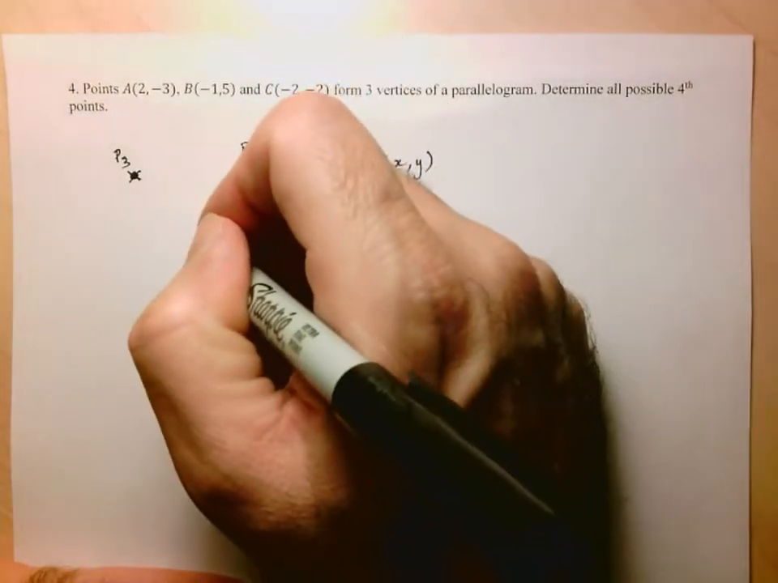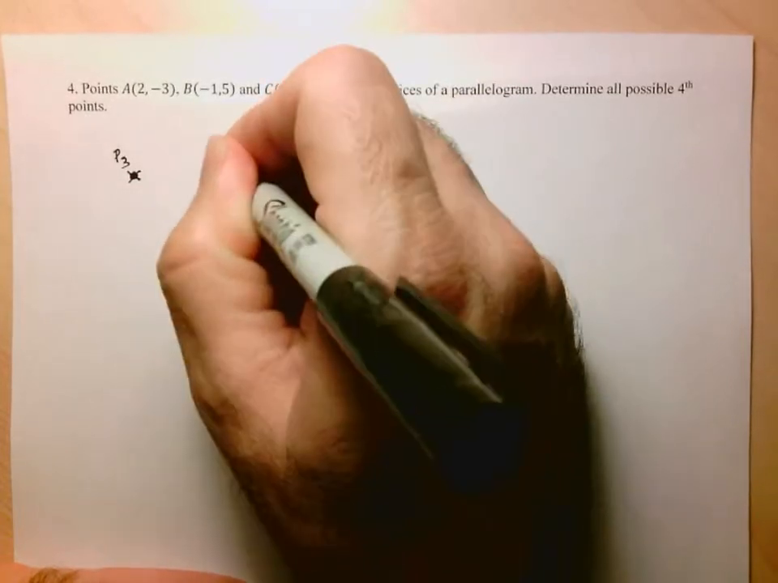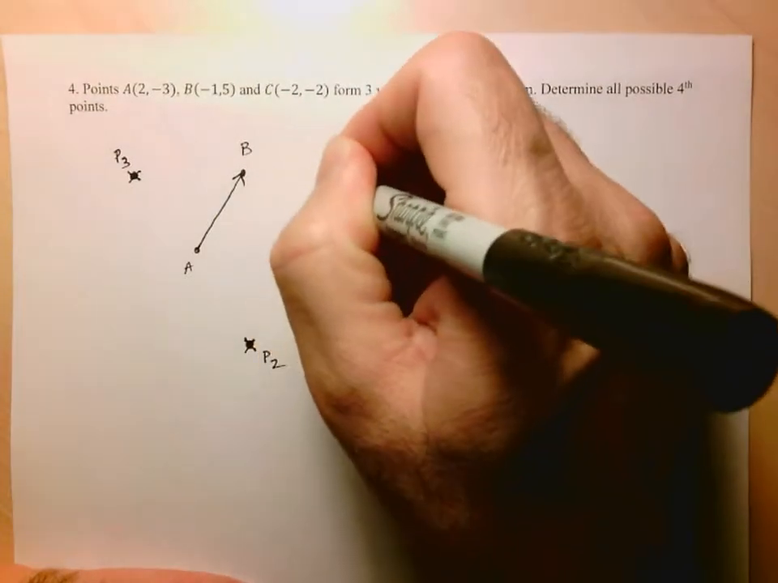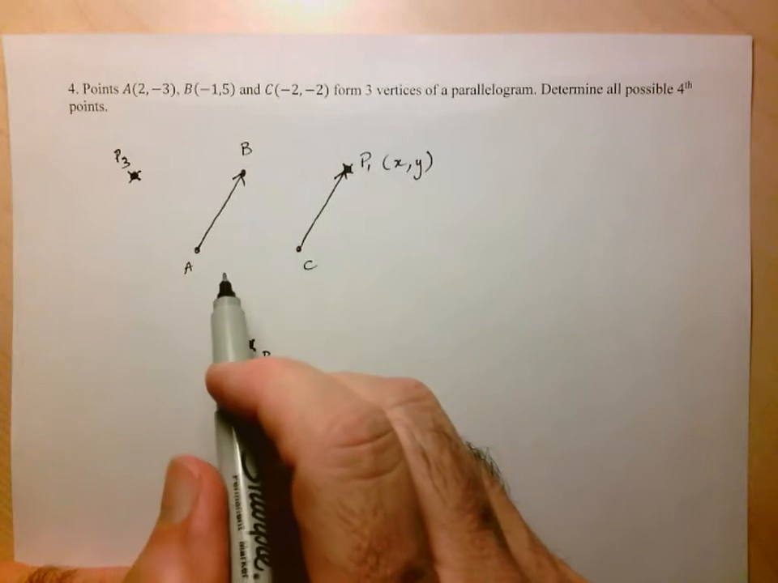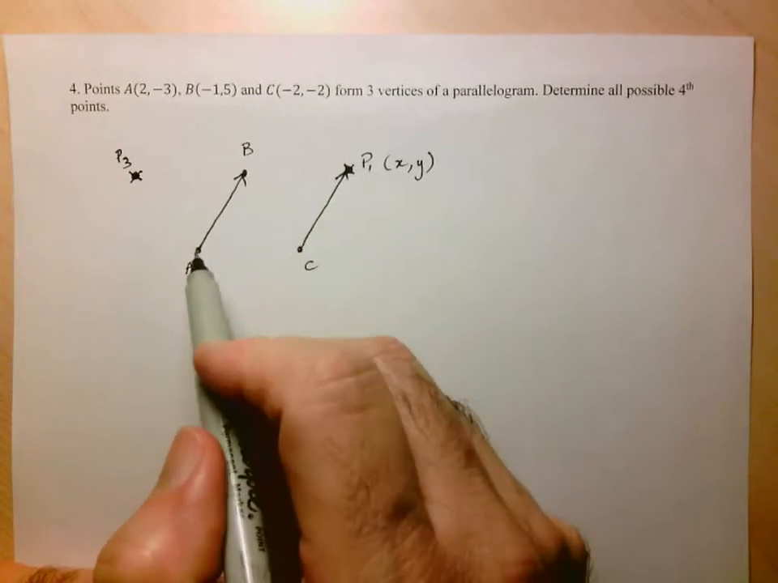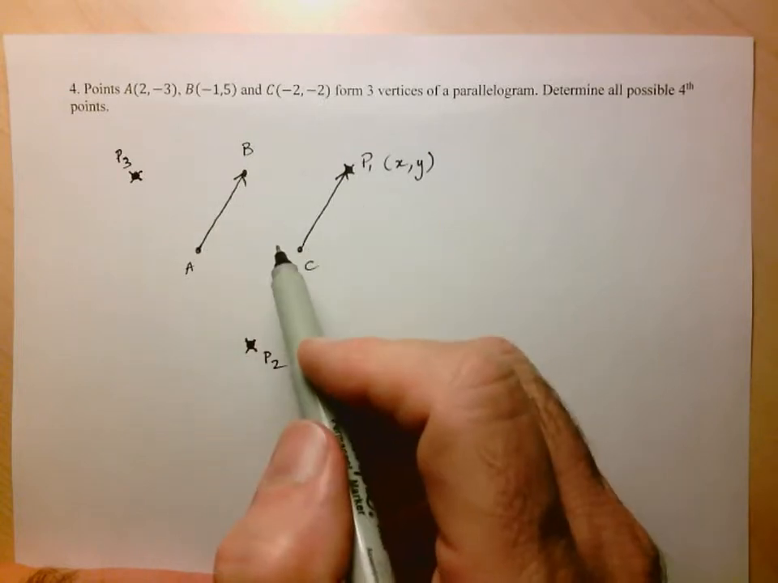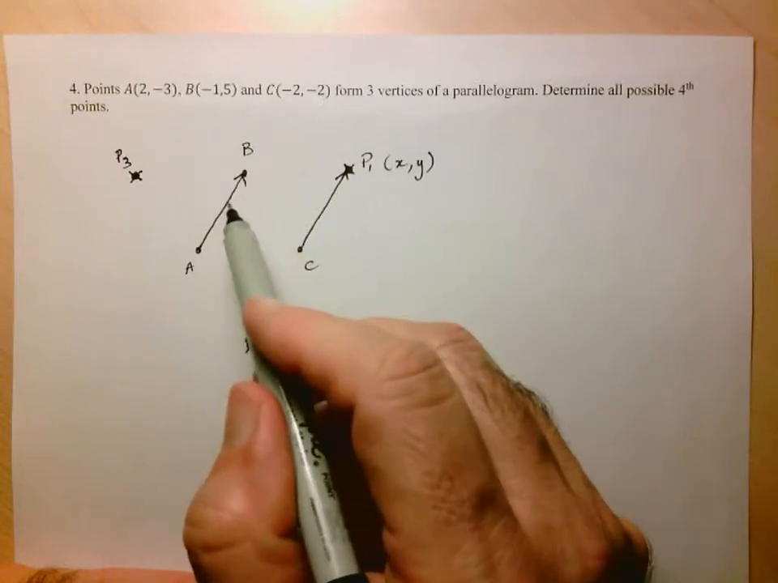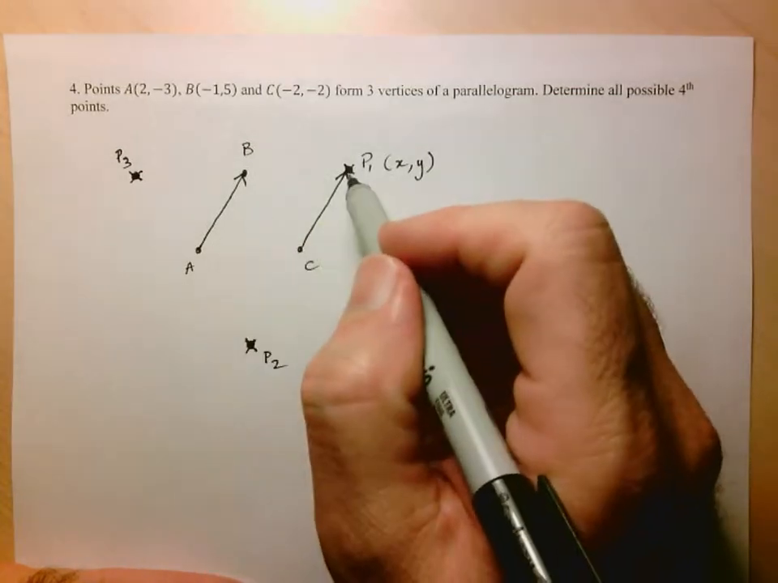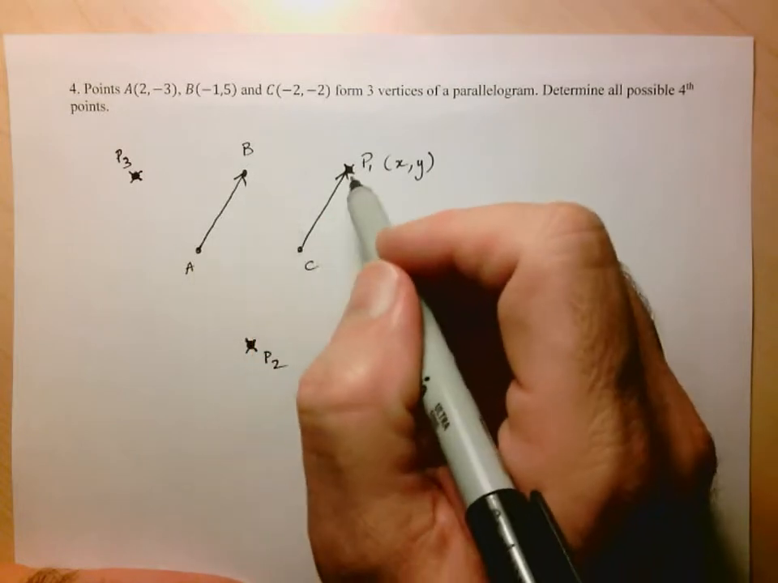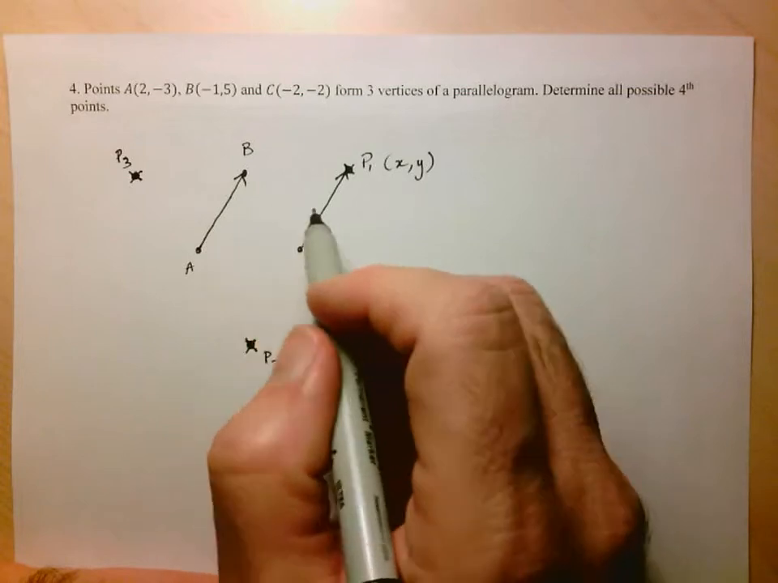I'm going to use the fact that the vector AB and the vector CP1 not only have to be parallel, but they also have the same length. The way I've drawn them, AB and CP1 are two equal vectors because they're pointing in the same direction. I got that from being parallel. Notice here I'm using CP1, not P1C. I want to make sure that they point in the same direction, and because it has to be a parallelogram, they have the same magnitude. So in other words, these vectors are equal.